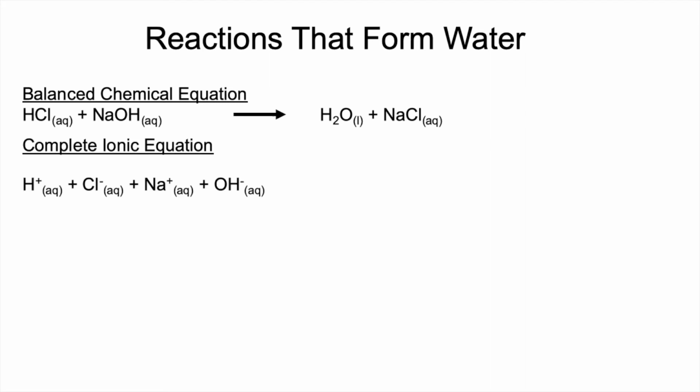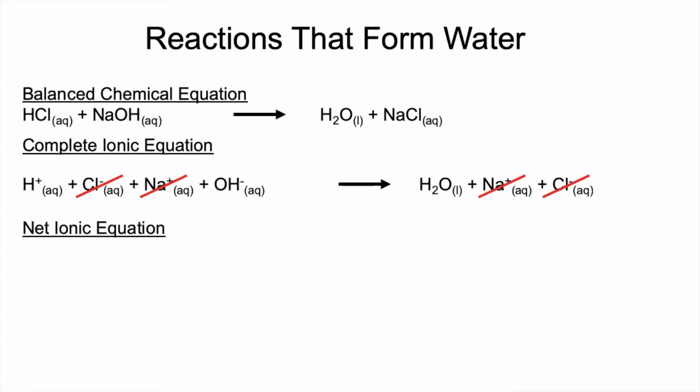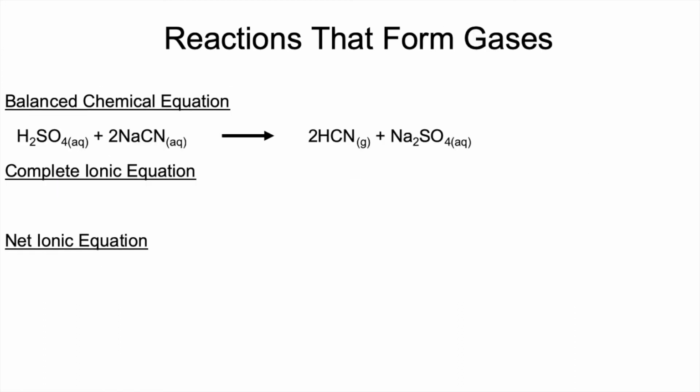So as we can see in the reactants, all of the ions are separated because both of our reactant compounds are aqueous. However, in the products, only sodium chloride is separated into its ions because it's aqueous. Water remains as H2O because it is a liquid. So this is the complete ionic equation, all of the ions involved in the reaction. Now what we need to do is identify the spectator ions, which ions are the same on both sides, and cross them out to write the net ionic equation. Chloride and sodium are spectator ions. So when we write our net ionic equation, we have the hydrogen ion reacting with the hydroxide ion to form liquid water. Lastly, let's look at a reaction that forms a gas.